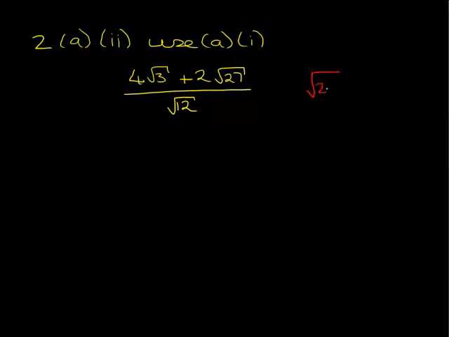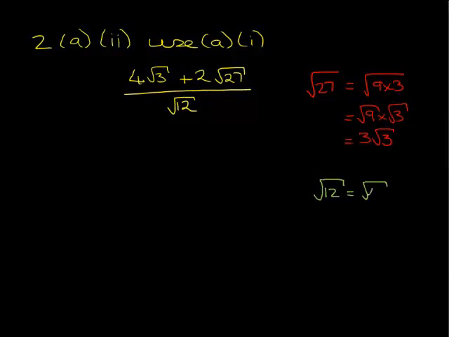So let's look at root 27. We need the biggest square number that will go into 27, which is 9. So root 27 is 3 root 3. Root 12, the biggest square number that will go into 12 is 4. So we get root 12 is equal to 2 root 3. So replace those two expressions back into our original expression.